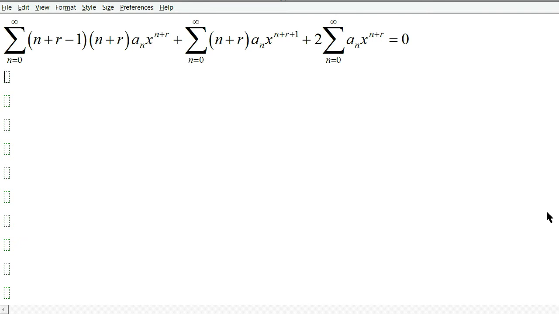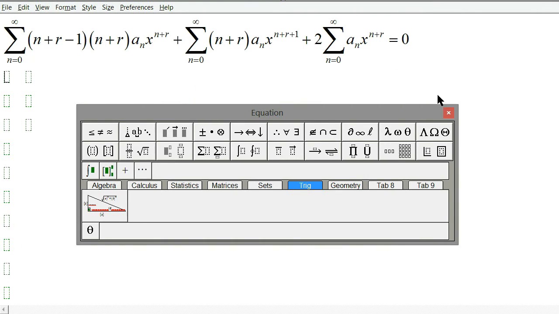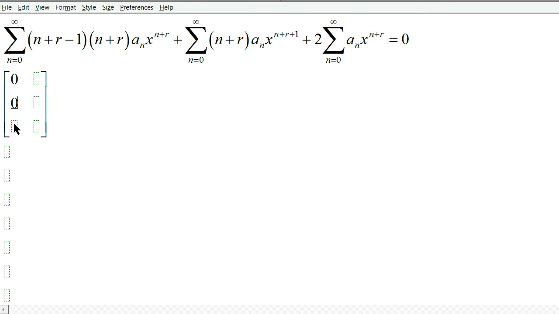Well, it's simple. We just use the same process that I showed you earlier. So we're going to have a 3 by 2 matrix this time. We have 0, 0, 0 for these zeros, and we have n plus r for the power of x in the first series, n plus r plus 1 for the x in the second series, and n plus r for the x in the third series. For this section, what we want to do is make all of them n plus r. So therefore we subtract 1 from this row, and therefore we add 1 in the left column.